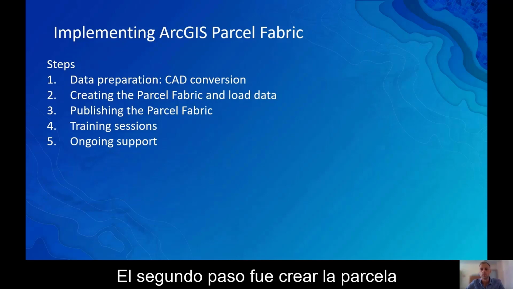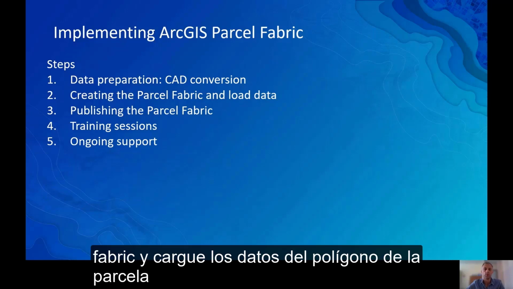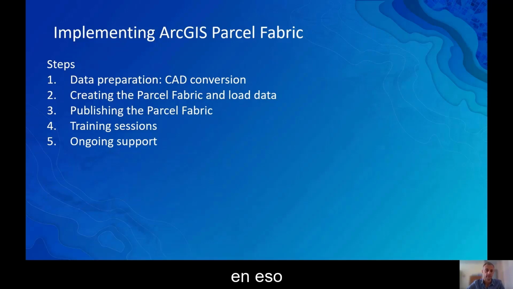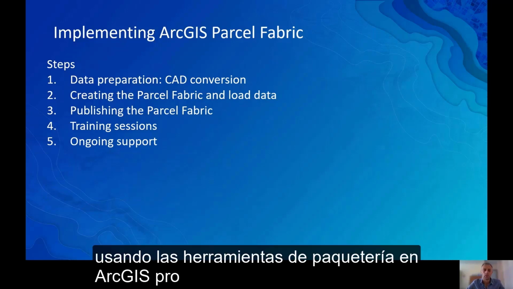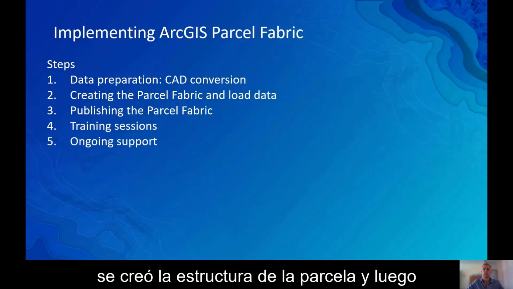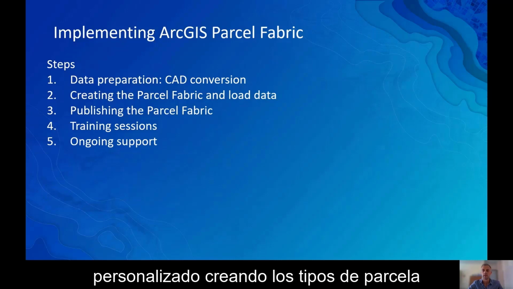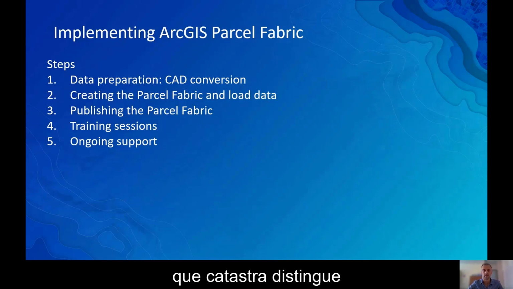The second step was to create the parcel fabric and load the parcel polygon data in it. By using the parcel tools in ArcGIS Pro, the parcel fabric was created and then customized by creating the parcel types that Cadastra distinguishes. Also, topological errors that remained were corrected during this phase.